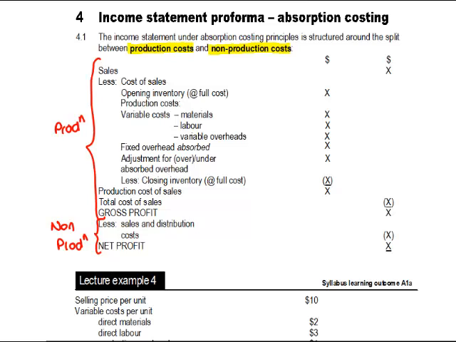So we start with sales, we then take off our cost of sales, and a key thing to note here is that the inventory is valued at full production cost. So it's going to include an element of our fixed production overheads. Our actual cost of production is going to include not only the variable costs, but also the fixed overhead absorbed. And we're going to adjust it for any over or under absorbed overhead. So at the end, we're going to end up charging our cost of sales with the overhead that's actually been incurred. Once we've got to our gross profit figure, all we need to do then is take off any costs which are not to do with production, and we end up with our net profit.